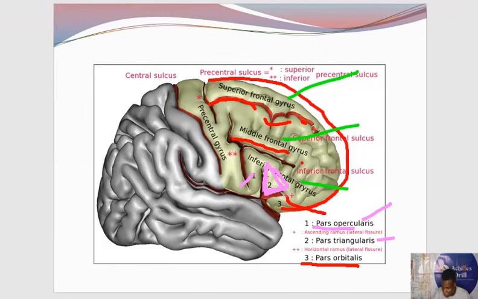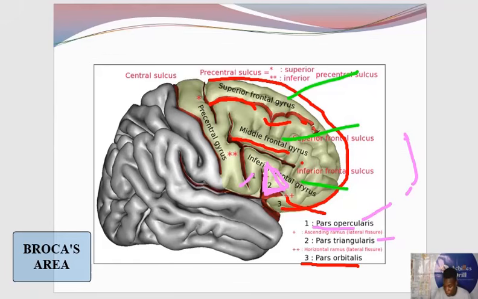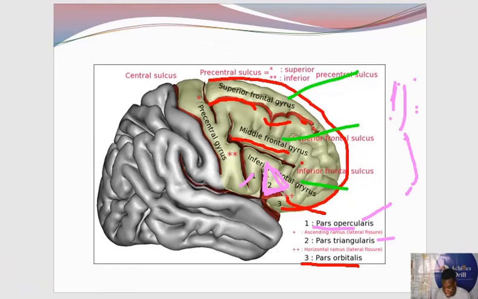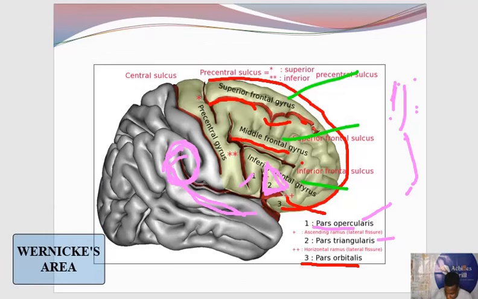Pars opercularis and pars triangularis are in fact very important. They contribute to forming the Broca's area of the brain. You must have heard of the Broca's area, the Broca speech area of the brain. That's area 44 and area 45. Those regions are very important in language production. There's also one part right here on the superior temporal gyrus. That part is called the Wernicke's area. The Wernicke's area is associated with language comprehension, which involves the ability to comprehend spoken words or written letters. That's the Wernicke's area, area 22.